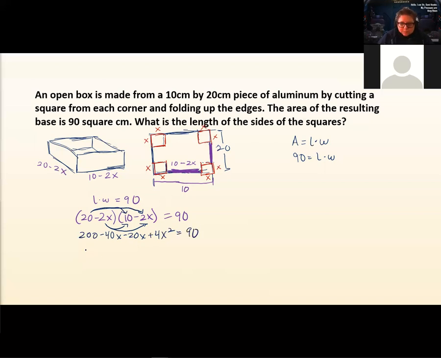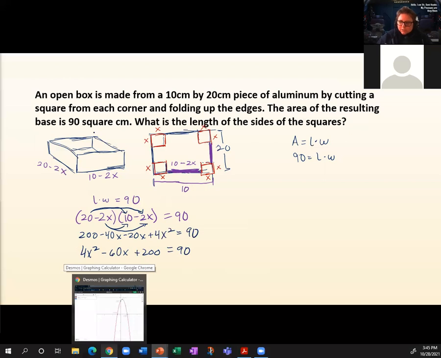Okay, so let's combine like terms, and I'm going to move everything in descending order. So 4x squared. Negative 40 minus 20 is minus 60x. Yeah. Plus 200 equals 90. This is starting to look like something that we can solve.